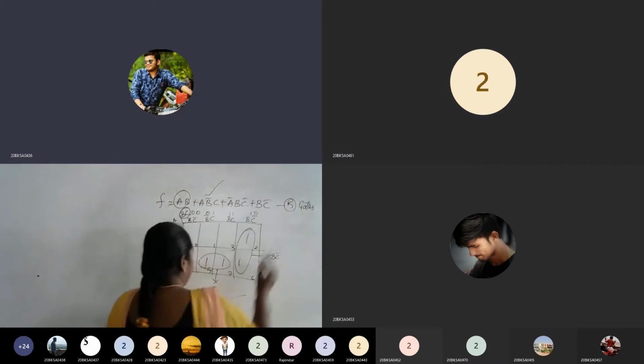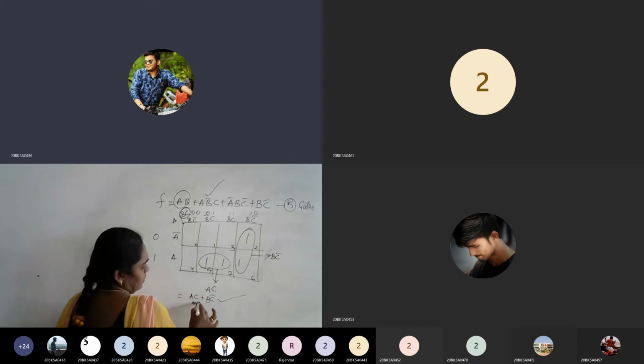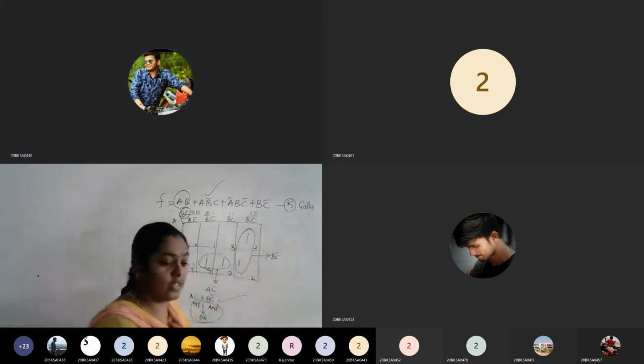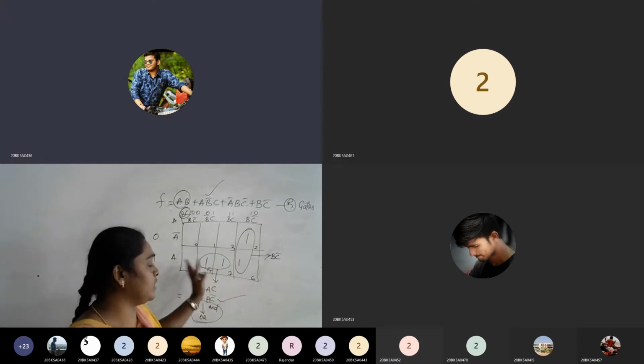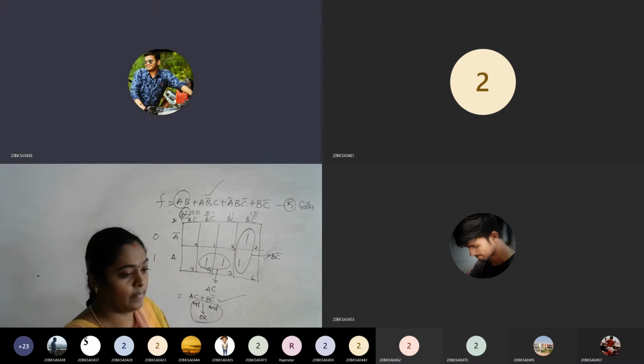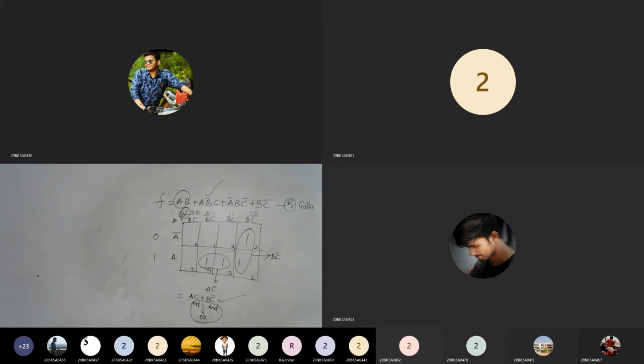3 gates. AC is one AND gate, BC bar is the other AND gate, and OR is the third gate. So if I compare 5 gates with the 3 gates, can I say we have simplified the given expression? Yes, ma'am. This is how to simplify the given expression using the K-map. Now, have you taken this? If you have completed this one, I'll tell you the other one. Please try to do it.